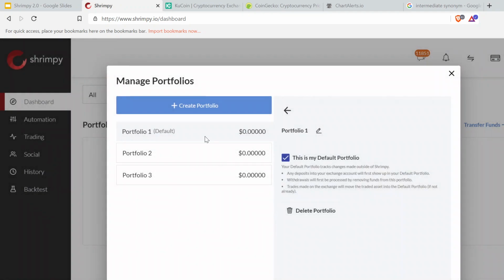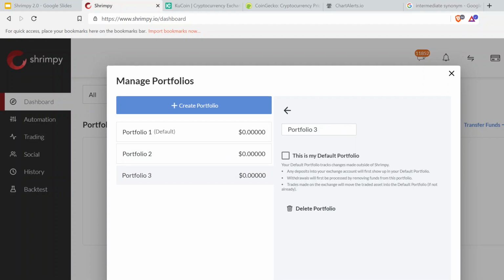And if you've created too many, or you have a portfolio you don't want to use, you can delete that portfolio and your funds will go back into your default portfolio. Another good one I'd refer to is trading. I know some of us use one, maybe two exchanges at most, and we don't want to use Shrimpy because we want to trade on the exchange as well. Well, you can still do that. And the great thing is, I can create a different portfolio. Let's say I want to rename this to trading.